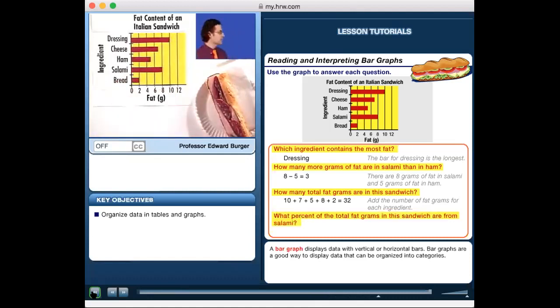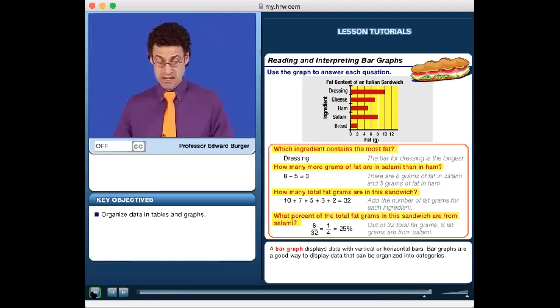Total grams of fat. Okay, and so now finally the question is, what percent of the total fat grams in the sandwich are from salami? Well, we know there's a total of 32. 32 is the total fat. And I want to know what's the percent that's given by the salami. Well, there's 8 grams of fat, so I look at this ratio, 8 divided by 32, which simplifies to a quarter, and that equals 25%. So 25% of the fat from this delicious sandwich, which I'm going to eat, is going to come from the salami. Very cool.